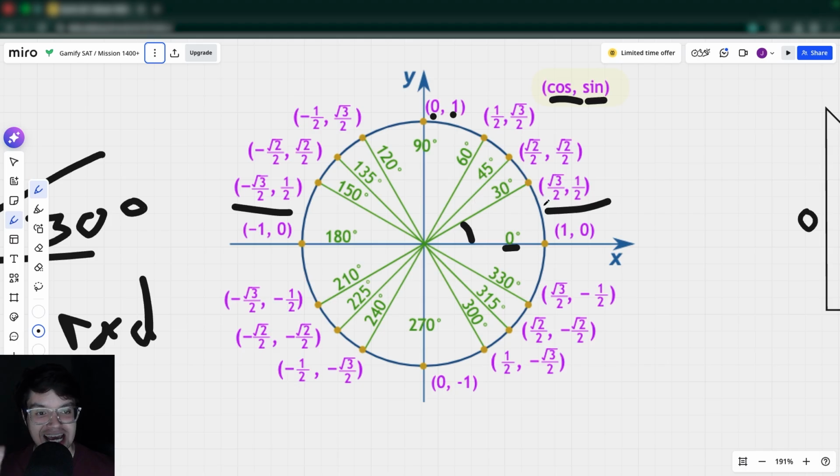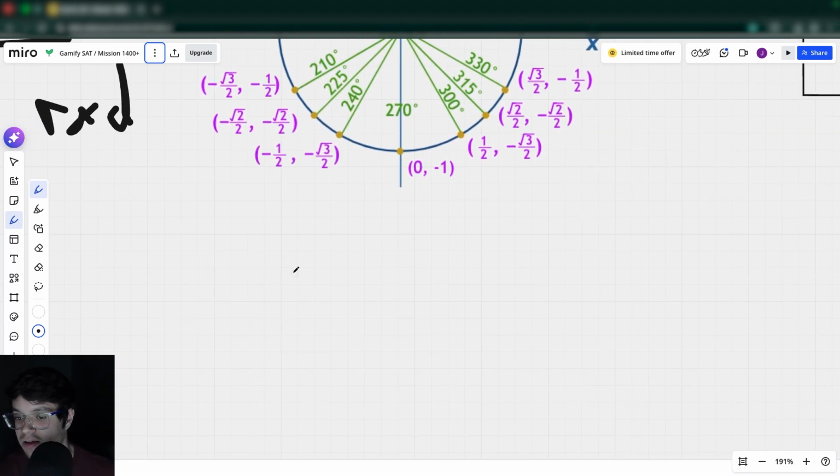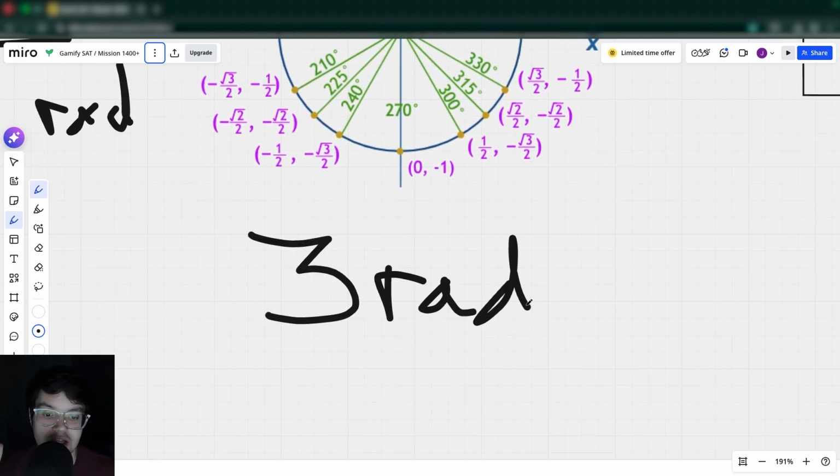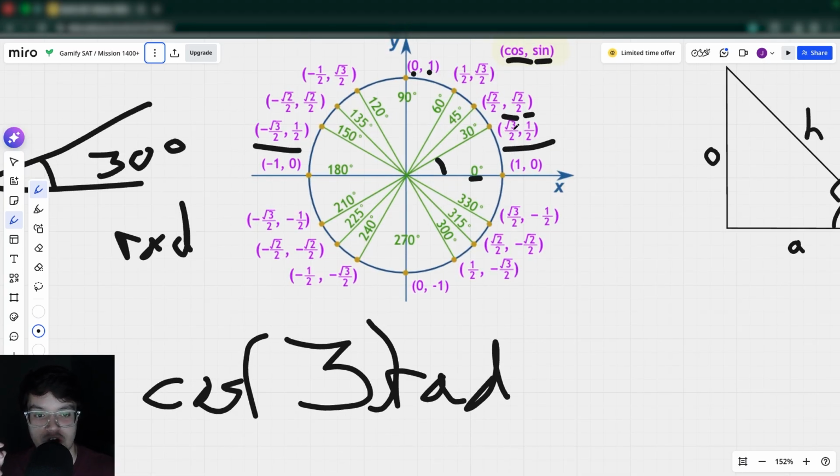The thing with these is that the cosine of the radians is equal to the x unit, and the sine of the radians is equal to the y unit. I know that maybe doesn't make too much sense, so let me explain what I'm saying. If it is equal to, let's say, 3 radians, the cosine of 3 would be equal to the x unit here, like square root of 3 over 2. It's not exactly what that's equal to, but cosine of 3 would be this value here.